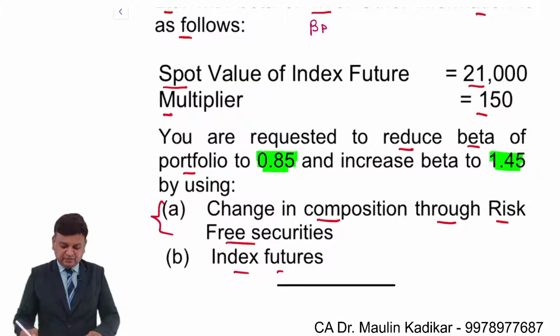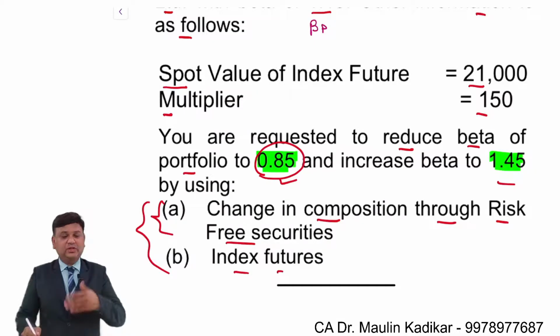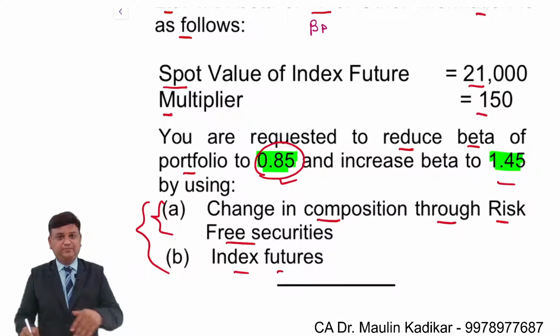So in the A part of the question, we have been provided that say how can you use the risk-free security for the purpose of changing the risk. So for 0.85, I want you to do both the answers. Then I will do.